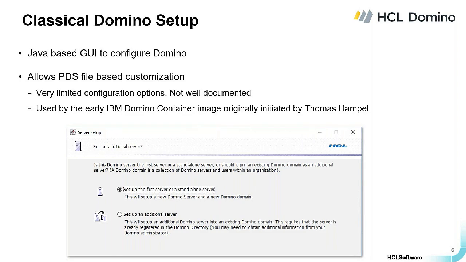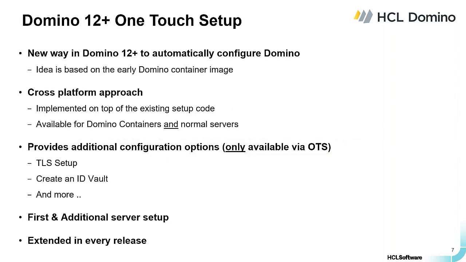The first Domino container project, that was still at IBM, Thomas Hampel introduced it. He was the initiator of that. He came up with this, and this was the way that we worked with automating setups until one-touch setup came up. When we came to Domino 12, Thomas, as the product manager, had the idea to bring this into Domino. And Domino 12 Plus has one-touch setup as one of the major ways to set up Domino.